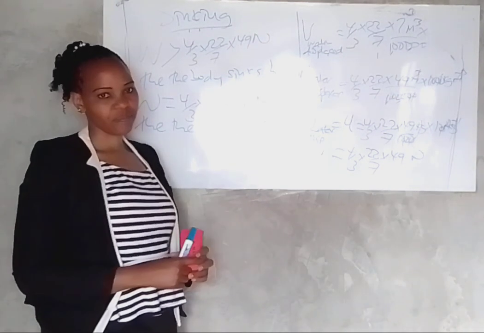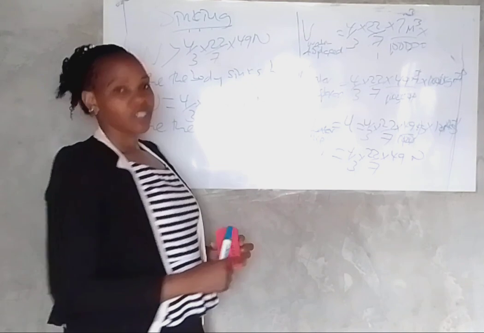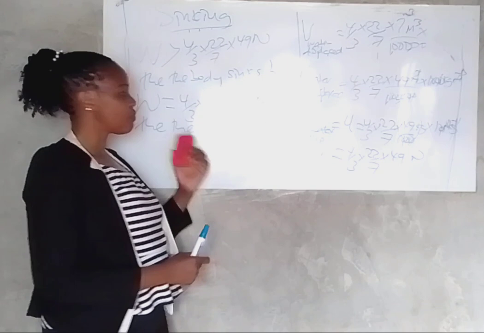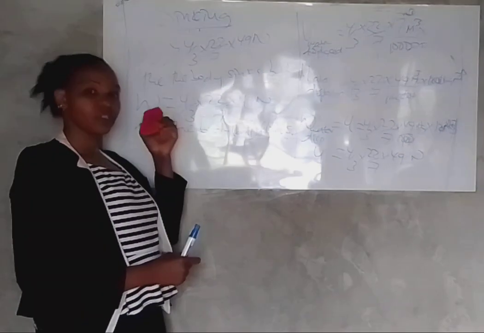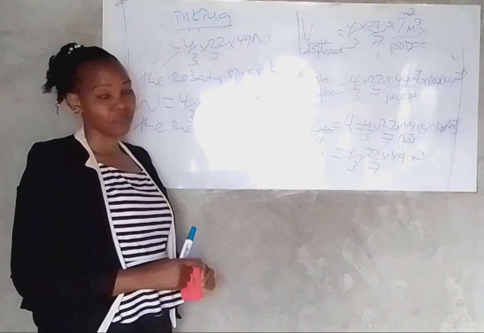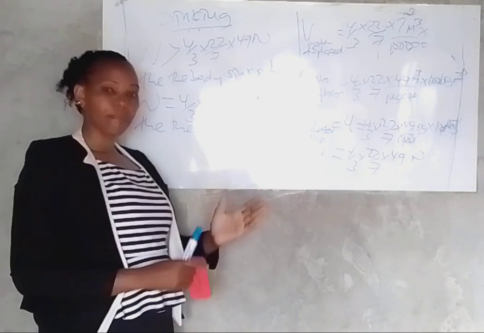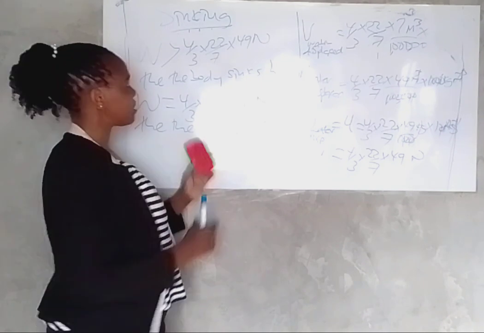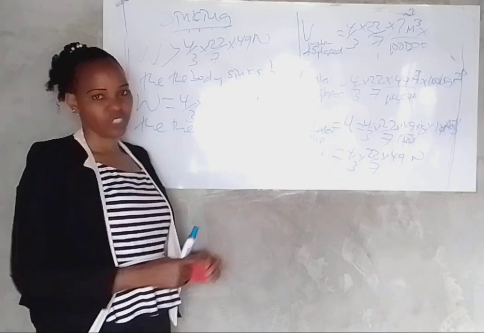Now, in our next lesson, we shall look at flotation. Remember, we have said for a body to float, its weight must be equal to the upthrust on it by the fluid. So when the weight and the upthrust are equal, then the body floats on a fluid. So in our next lesson, we are going to look at flotation.